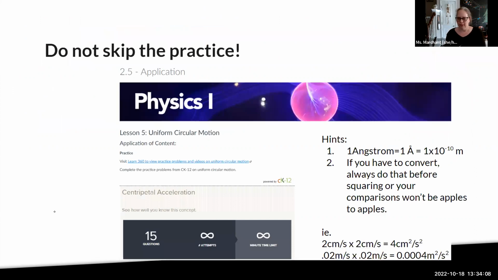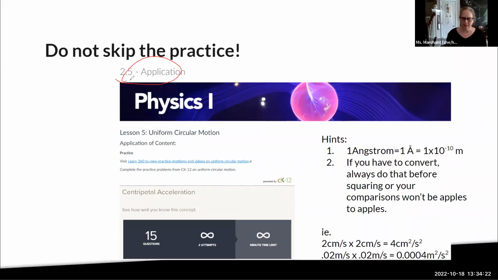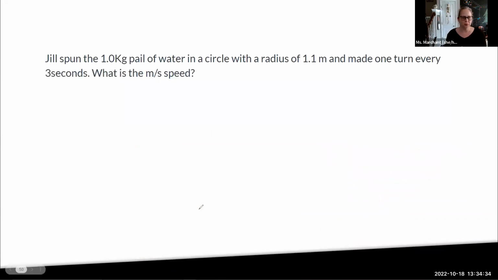There's a bunch of practice. Here are the hints for the practice. So especially if you get items wrong on your first attempt on the quiz, come back and do this. If you want to work steadily through, yes, do the application first so that you have that really good, strong foundation of skills before you move on. Just remember there's some hints here in the video if you need them, because those are things we have not gone over. Okay, so Jill spun the 1.0 kilogram pail.